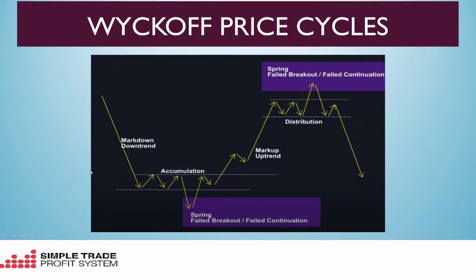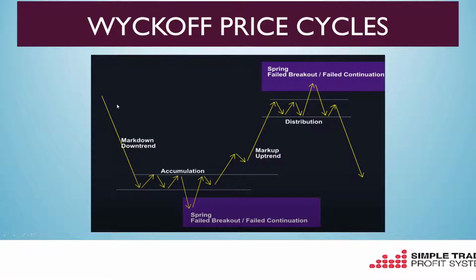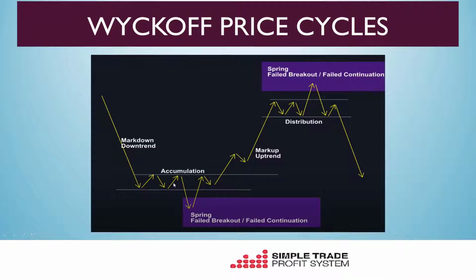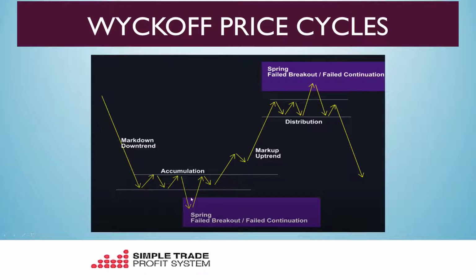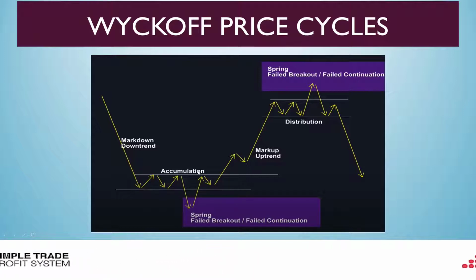So I got another picture of it you can look at here. So look how price came down and our downtrend started our accumulation. Spring, failed breakout, failed continuation. So it failed to continue down. It broke out of the range, failed to continue, came back up into the range. And there's a lot to these ranges too.